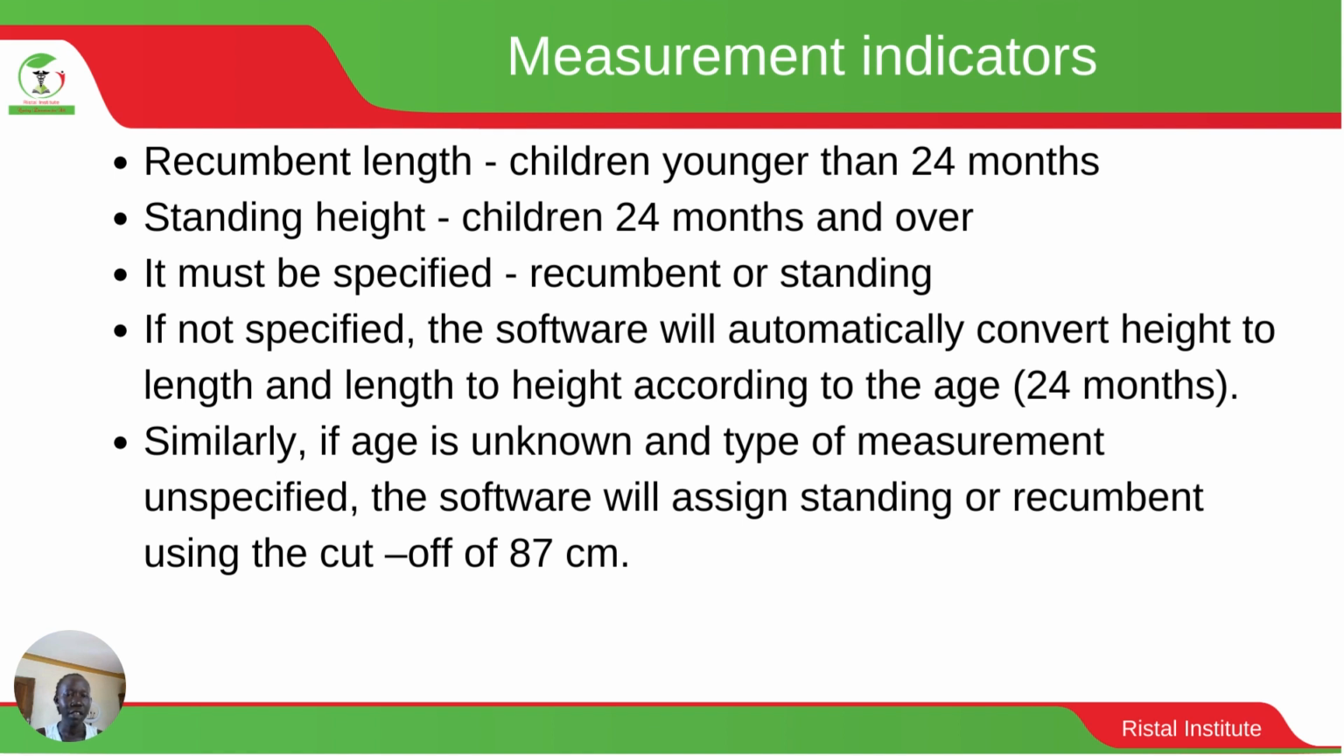It must be specified either recumbent or standing when you're taking your weight measurement, your height measurement. And if it's not specified, the software will automatically convert height to length and length to height according to the age of the child. So you can see how good this software is. Similarly, if age is unknown and the type of measurement is also not specified, the software will assign standing or recumbent using the cutoff of 87 centimeters. A child that is less than 87 centimeters is going to be classified as under recumbent length, and the child greater than 87 centimeters will be under the standing length.